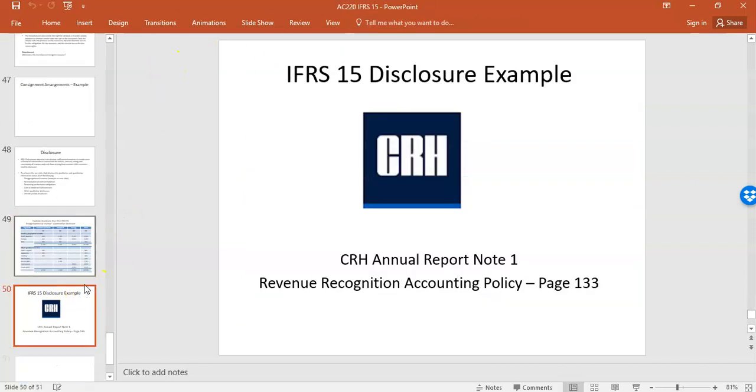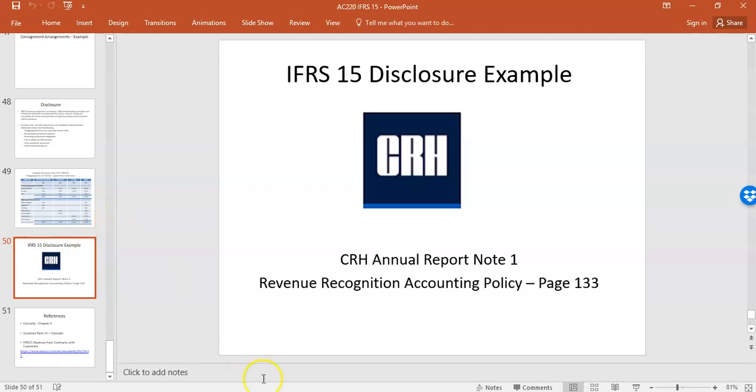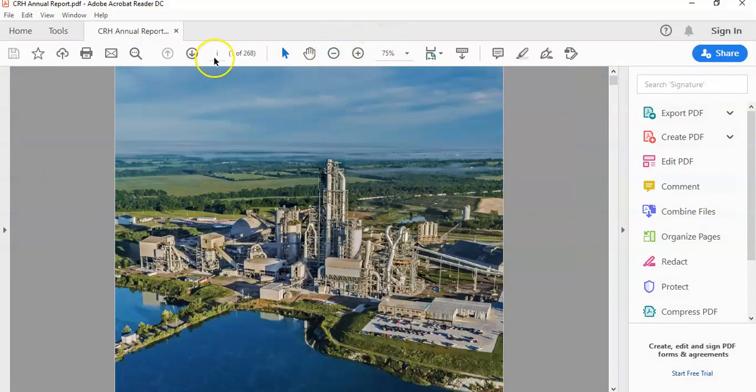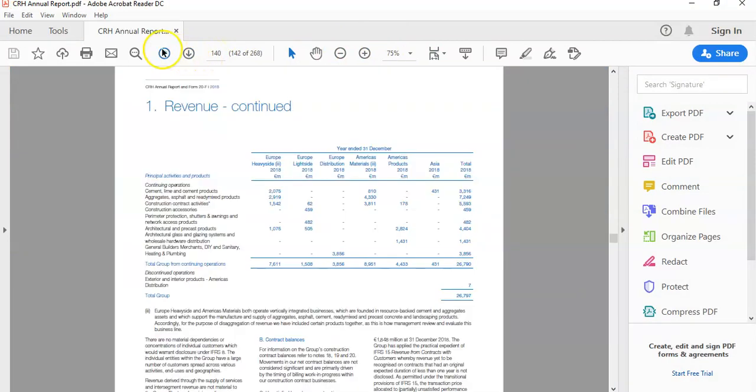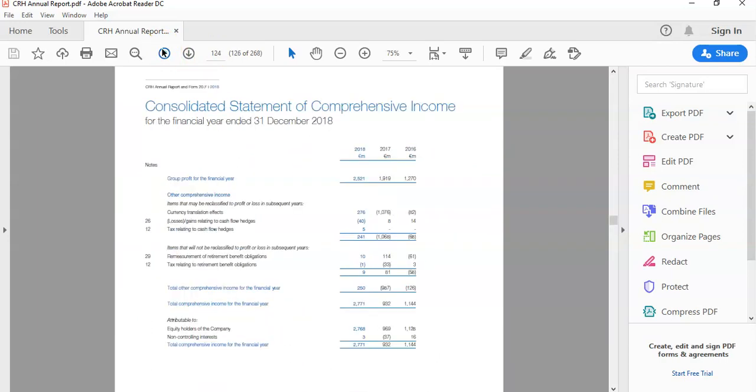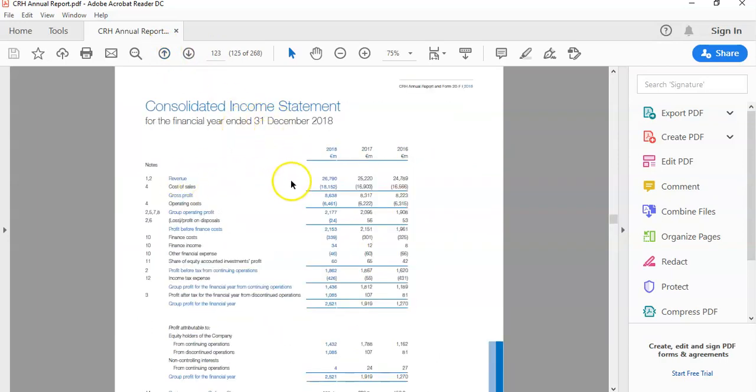To give you one good example of that, there is CRH. I've just taken the CRH annual report, which is available on Loop. If we go and look at their annual accounts, their consolidated statement of income, they have 26.7 billion of revenue. So it's a huge multinational company, Smith Roadstone Holding.